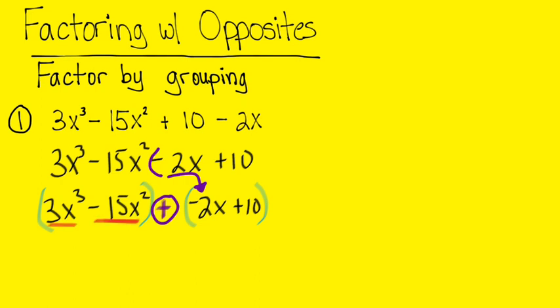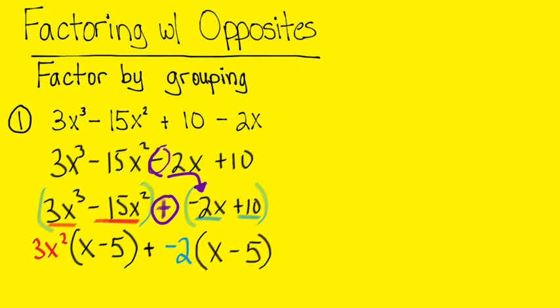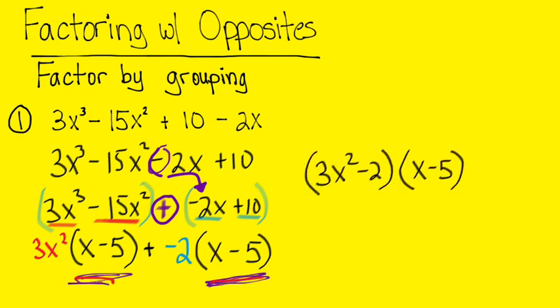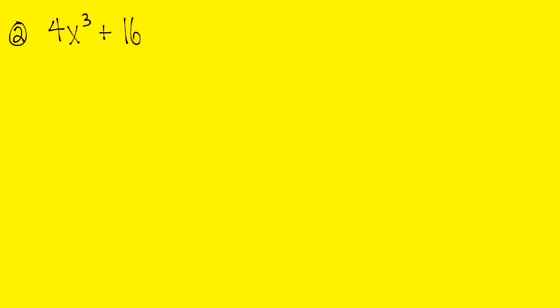Now I'll factor off a greatest common factor on both sides. And we see that now we have a common binomial. And voila. Let's take another practice time to do it. You can pause your video here, give it a whirl, and see how you do.